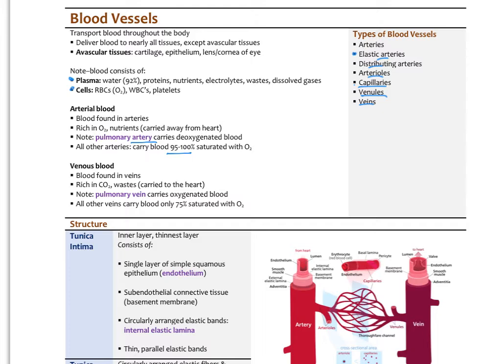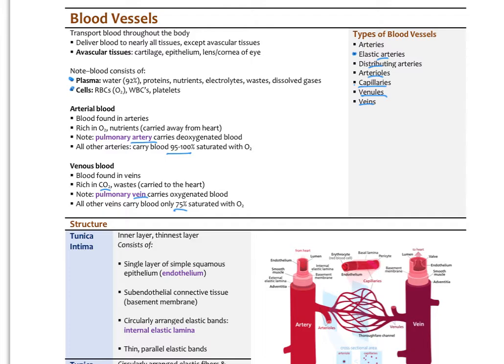Venous blood is found in the veins, very rich in carbon dioxide and wastes, carried to the heart. Again, the pulmonary vein is an exception here. It carries oxygenated blood away from the heart. All other veins carry about 75% oxygen. So unlike what a lot of people might think, your venous blood still has oxygen in it, but it's at a much lower level, 75%.